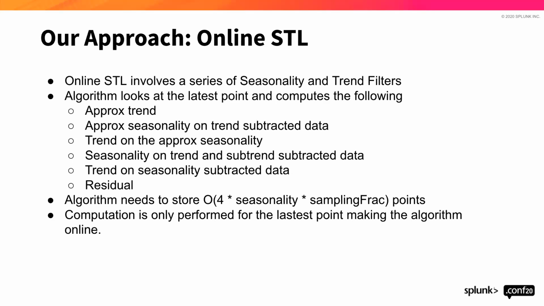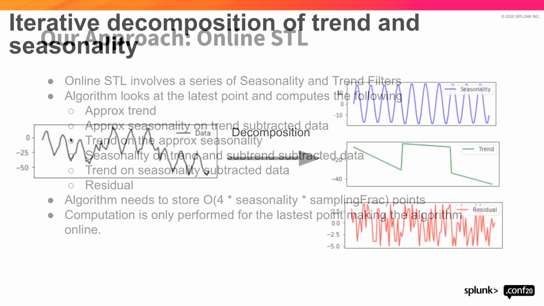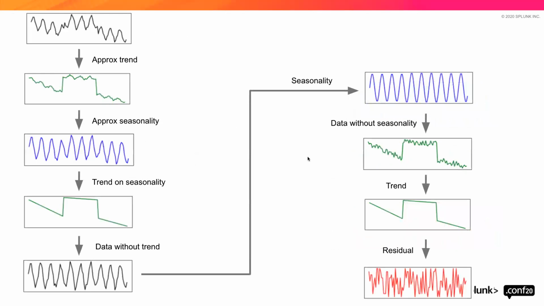So the algorithm is really simple. It's probably easier to explain with a slide. So what are we trying to do here? We are trying to go from a time series like this into a decomposition that looks like this, right? This is the periodic part, the seasonality part. This is the trend part, and this is the residual, right? So essentially we do that in an iterative process, but instead of iterating over the same batch data all the time, we do this in an online fashion.